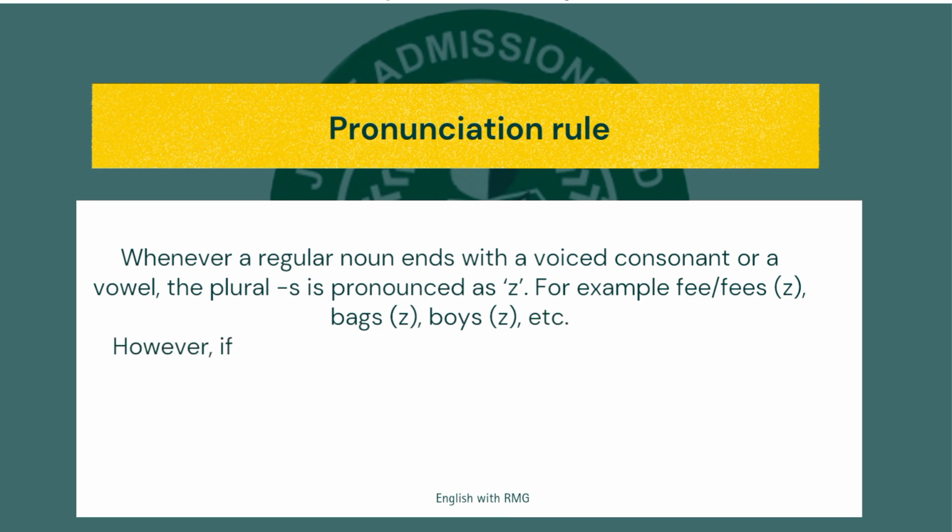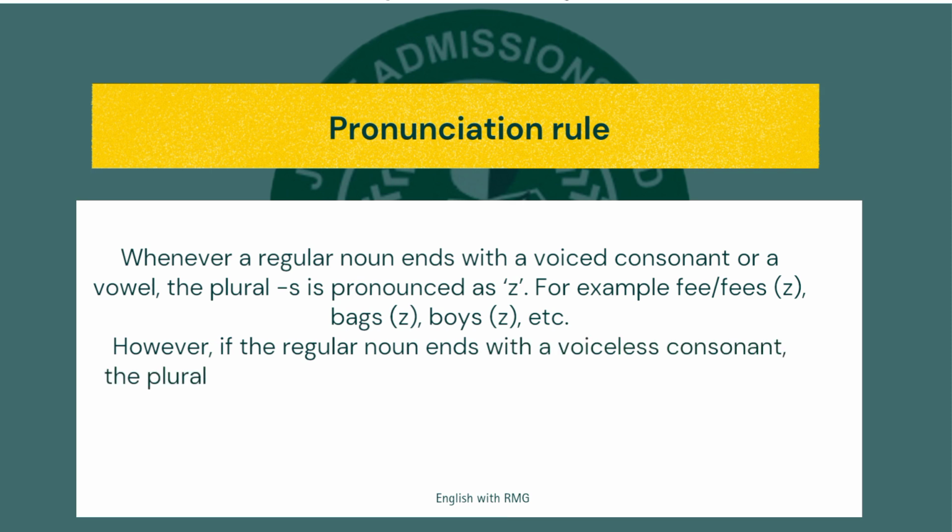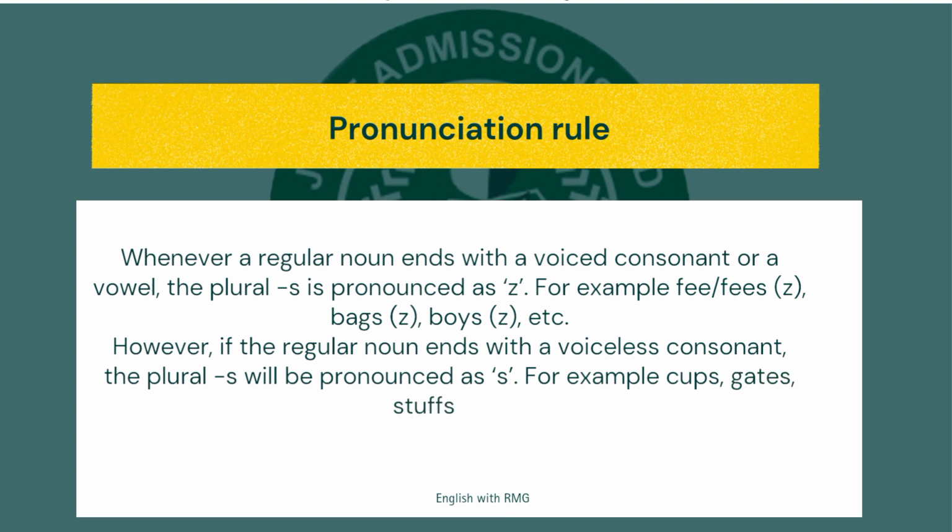So now the rule. Whenever a regular noun ends with a voiced consonant or a vowel, the plural S is pronounced as Z. For example, the plural of fee is fees because it ends with a vowel. I'm saying a voiced consonant or a vowel because all vowels are voiced. There's nothing like a voiceless vowel. So when we are talking about voiced and voiceless, we are referring to consonants. So whenever a noun ends with a voiced sound, whether it is vowel or consonant, the S will be pronounced as Z. So we have bag, ends with G, voiced.